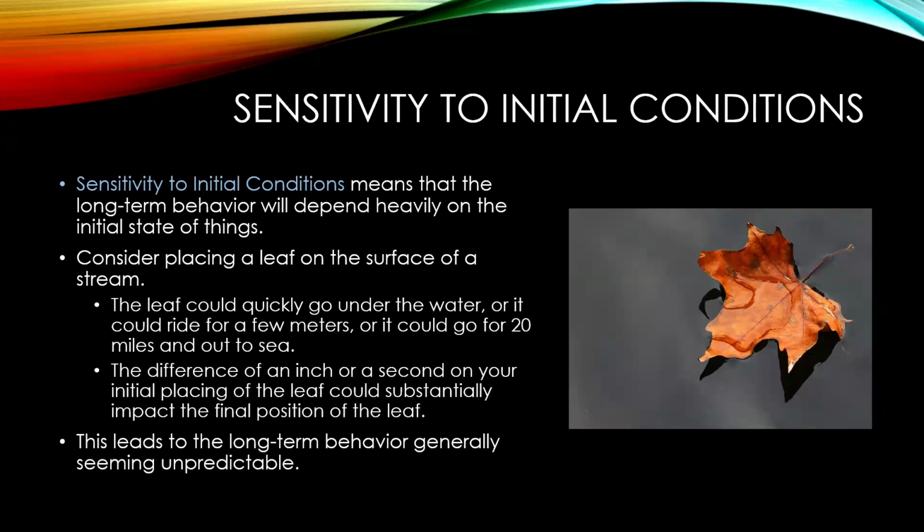The next is sensitivity to initial conditions. What is meant by sensitivity to initial conditions? Well, it means that the long-term behavior will depend heavily on the initial states of things. A common example is placing a leaf on the surface of a stream. The leaf could quickly go under the water, or it could ride for a few meters, or it could go for 20 miles and out to sea. The difference of an inch or a second on your initial placing of the leaf could substantially impact the final position of the leaf. This is the sensitivity to initial conditions. Depending on the specifics of how you are placing it, you're going to have very different outcomes. The long-term behavior is generally unpredictable.